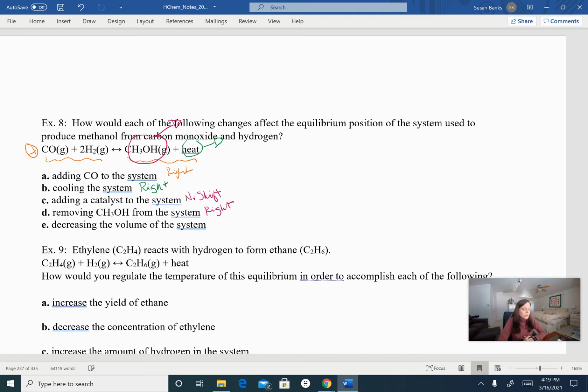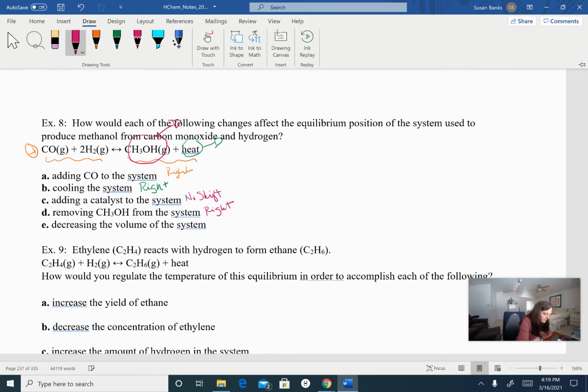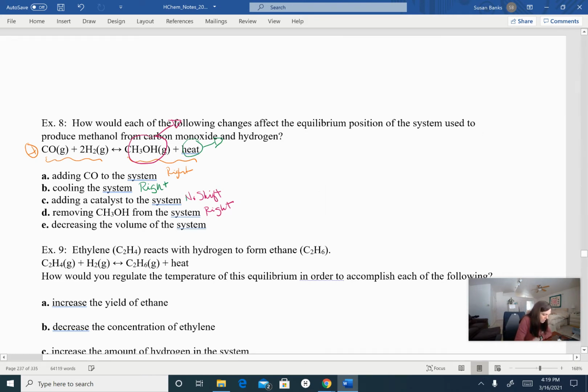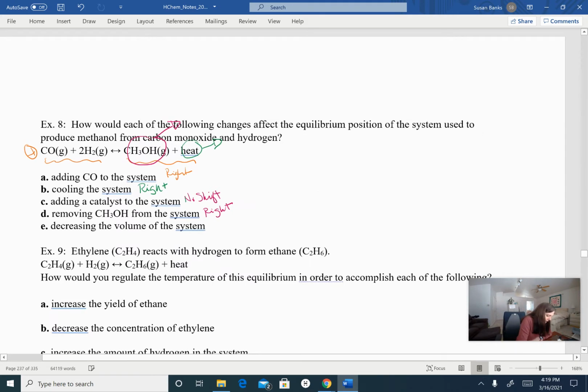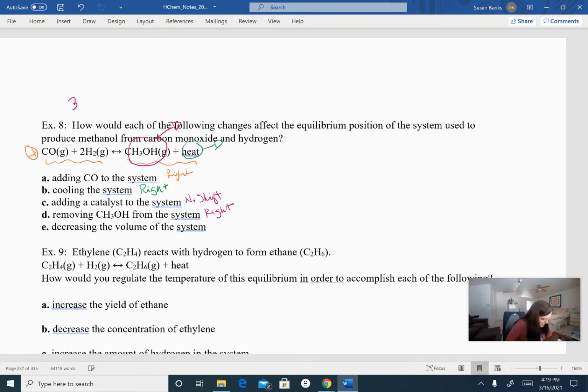What about volume? What do I need to look at for the volume? That's right. I need to look at, did you guys say number of moles of gas? So let's look at the number of moles on my reactant side. I've got 3 moles of gas on my reactant side. And on my product side, I have 1 mole of gas.